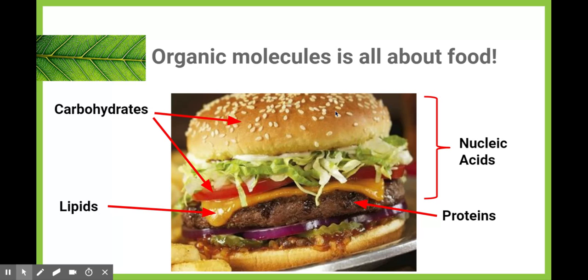And last but not least, your proteins. So you notice you've got a nice burger there. That is cow protein. And so proteins make up our fourth category of organic molecule.